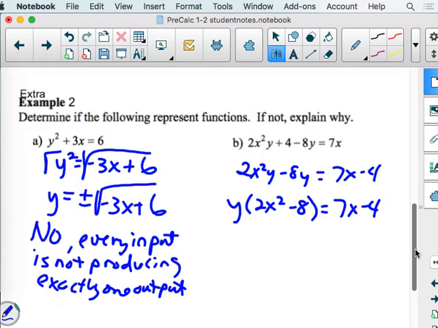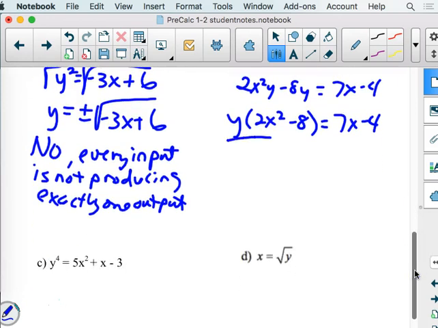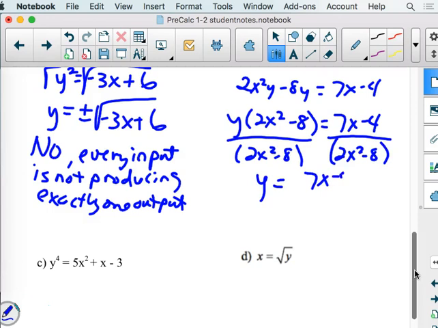Now, if you're looking at that, you should be saying, that's bad factoring. We could also take the 2. No, we don't want to take the 2 out. Remember, we're trying to get y all by itself. So now all we'll do is divide both sides by 2x squared minus 8. Like so. And we'll look around for a plus and minus. Do I get 2 outputs out of that thing? Nope, this is a function. So this is a yes. That's good. We didn't have to take the even root while we were doing that.